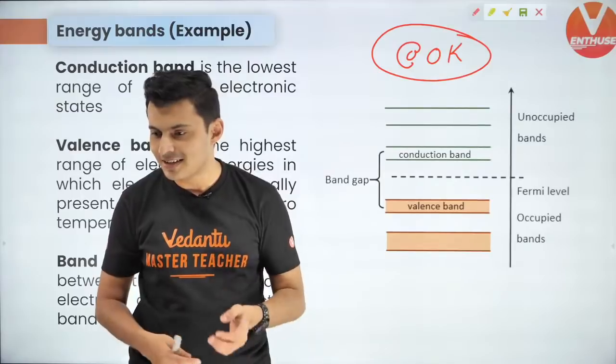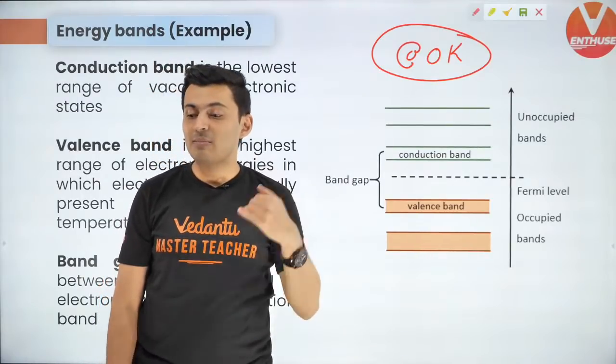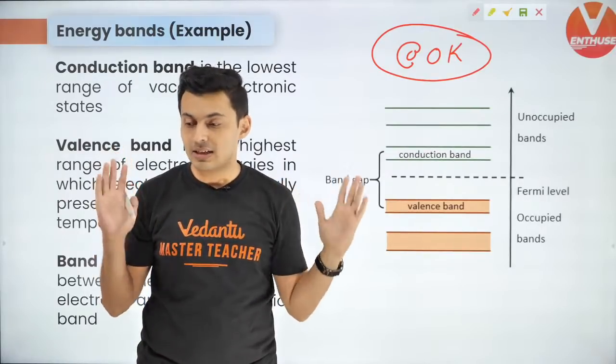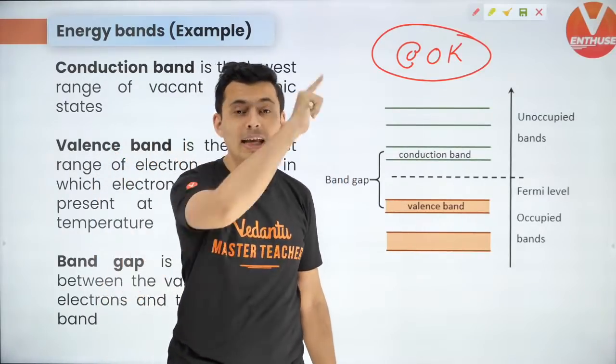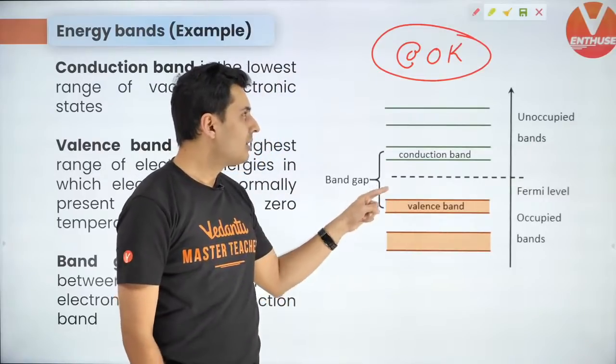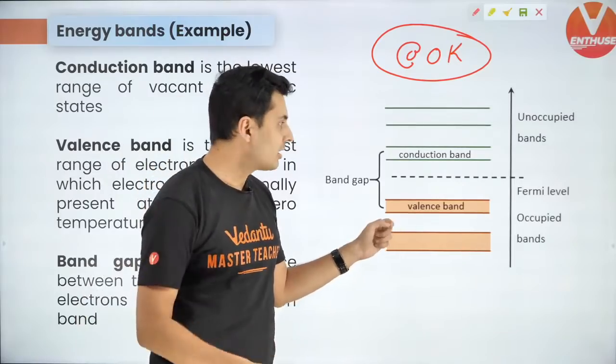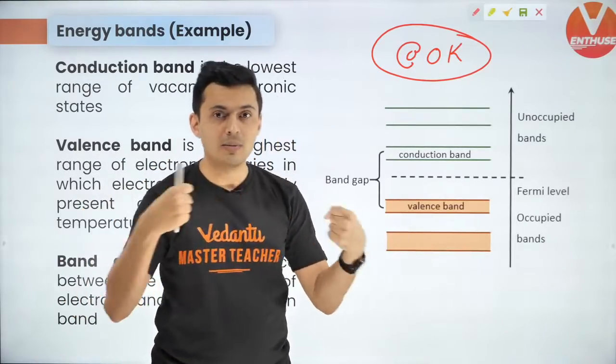Yes, 0 Kelvin means the lowermost temperature, the lowermost energy level. Yes, by providing energy, by providing temperature. So this is tending to 0 temperature. When you increase the temperature, the electrons will collide with each other.